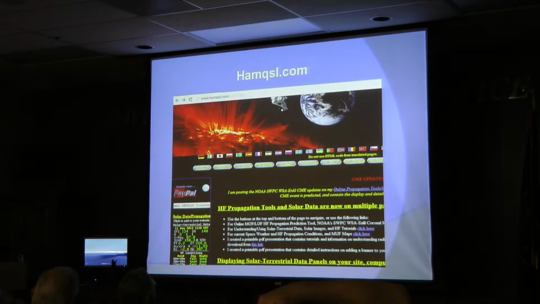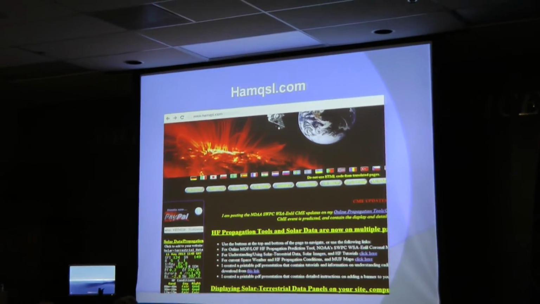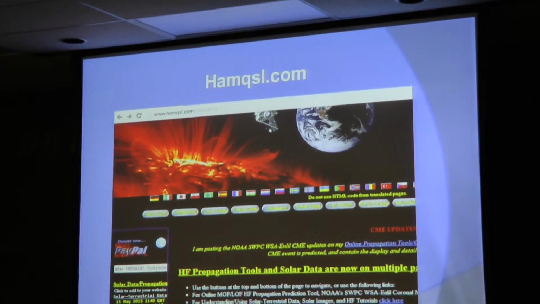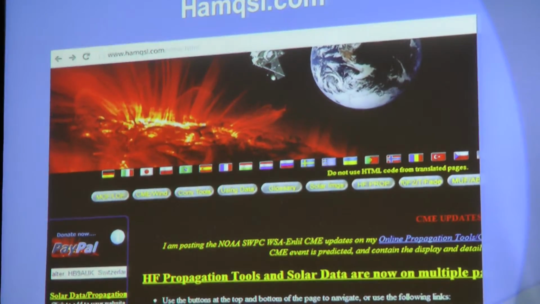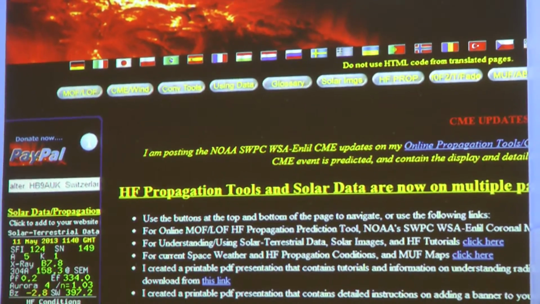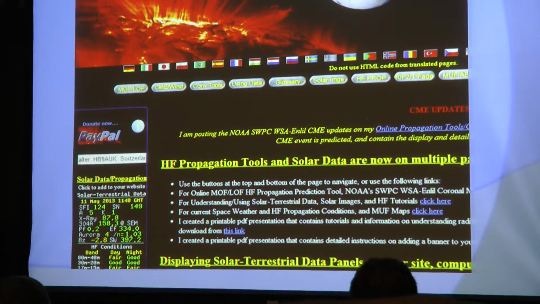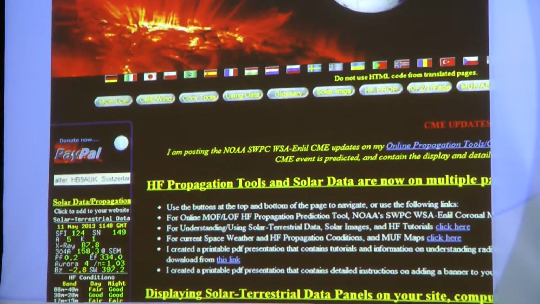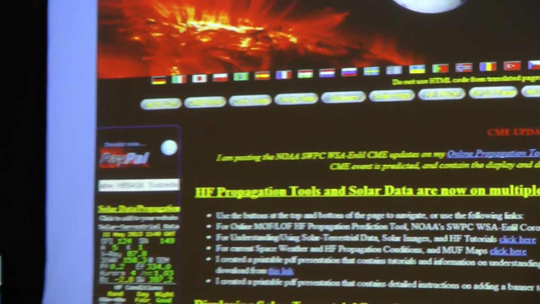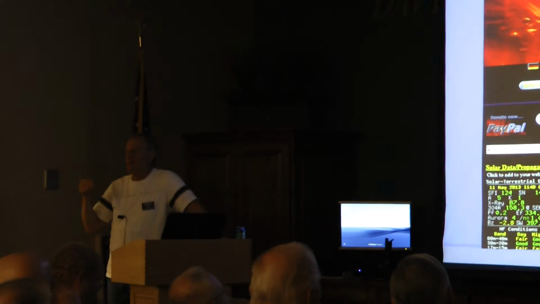This is my favorite website. This is the one I use every day, multiple times a day. It's called hamqsl.com. The reason I like it specifically is he shows me the stuff I want to know right now. There's a lot of ways to go. As a matter of fact, if you go out and do a Google search on propagation, prediction software, solar thing, you're going to get hundreds and hundreds of different sites all over with all kinds of information. Check them out. Find out your favorite.